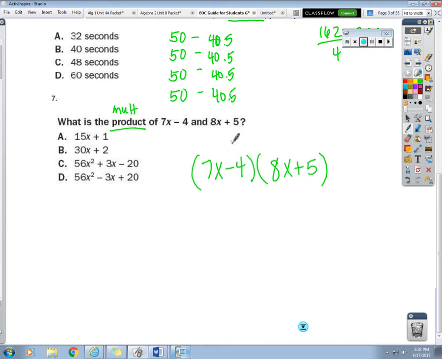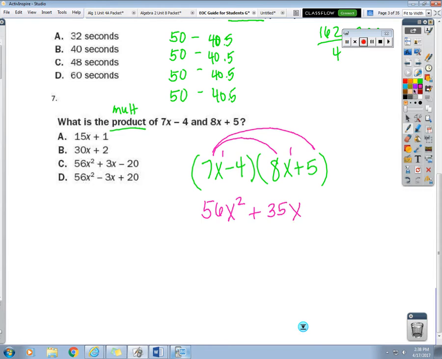Okay? When you double distribute, first you're going to distribute the 7x to everything in that binomial. That's the first part of the distribution. What's 7x times 8x? Right, because the 7 times the 8 is 56. And remember, when you multiply x times x, they're each to the first power, so 1 plus 1 is 2. You add up the exponents. Now we have to do 7x times 5, and what do you get?